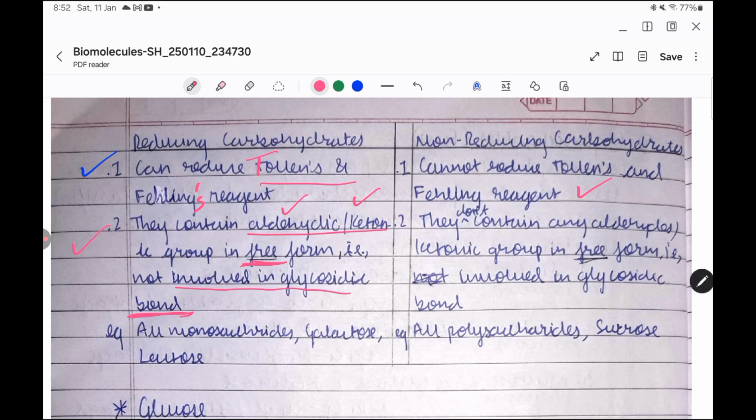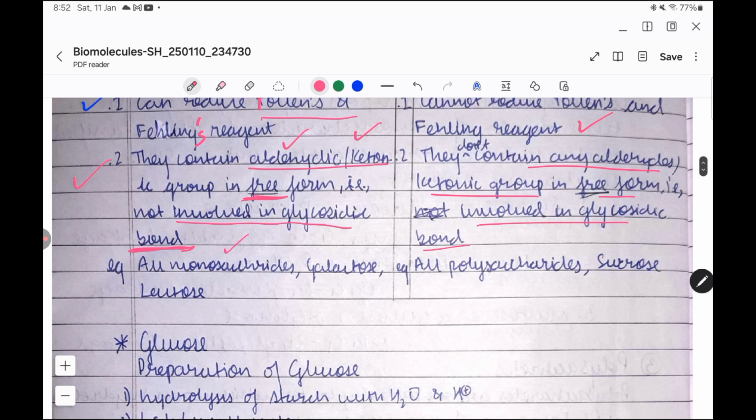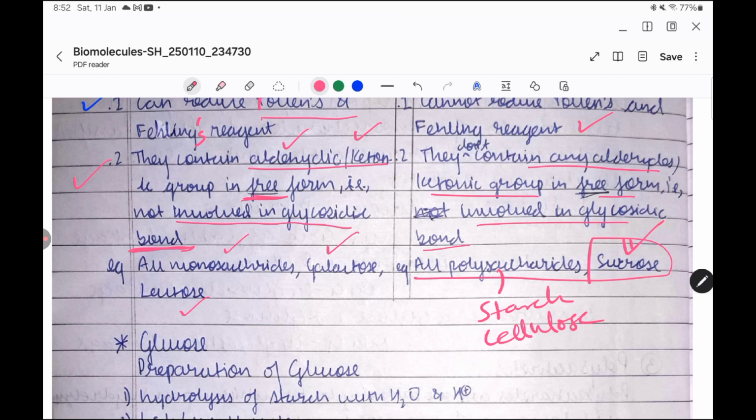The non-reducing sugars do not contain the aldehydic or ketonic group in free form, that is they are involved in the glycosidic bond. Examples: all the monosaccharides are reducing in nature. There are few disaccharides like lactose which are also reducing, as we discussed, and all the polysaccharides are going to be non-reducing, for example starch and cellulose. One disaccharide I have also written here which is non-reducing is sucrose. This is important for your practical examination. The reason is that the aldehydic and the ketonic groups are involved in the glycosidic linkage.